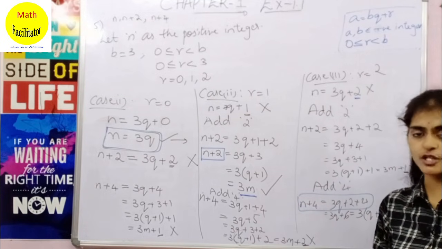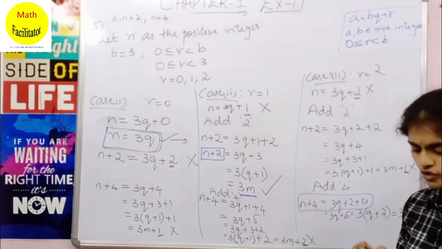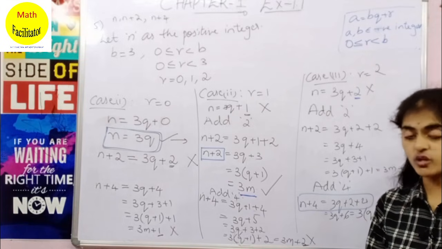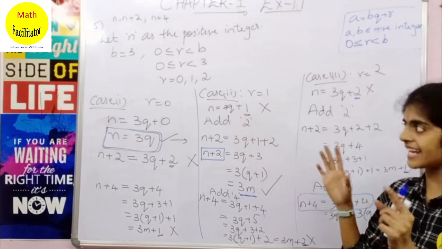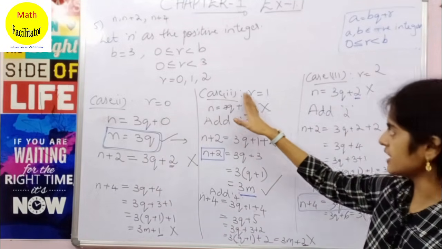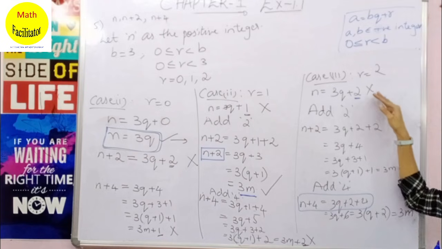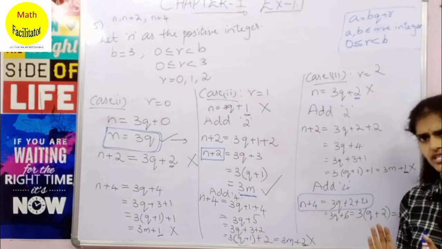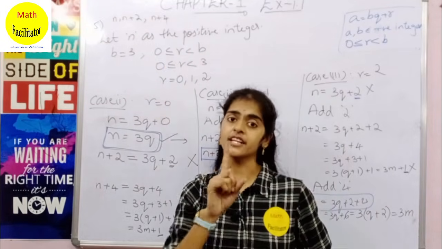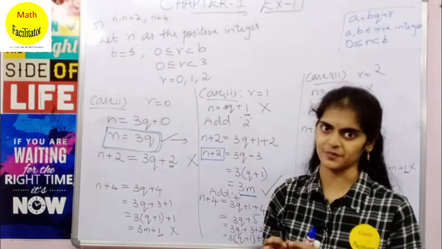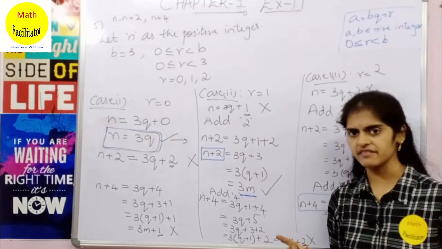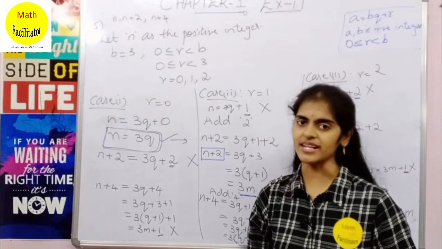In the question they asked you to show that out of n, n plus 2, n plus 4, only one and only one number is divisible by 3 at a time. So when you are taking r equal to 0, only one is divisible. When you are taking r equal to 1, only one is divisible. When you are taking r equal to 2, only n plus 4 is divisible. Understood now? So you have proved that out of these 3 numbers, only one and only one will be divisible by 3 at a time. Clear? So this is a little different from the previous ones and I want you to practice this one so that it will be clear for you.